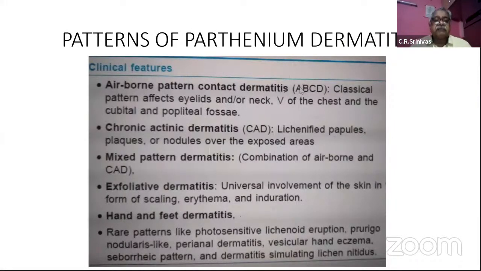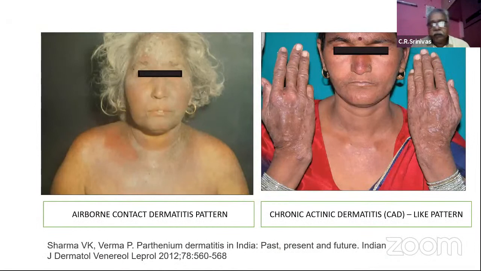These are the dermatitis patterns, and one of them is the photo pattern, the other is the airborne pattern, and there can be a combined mixed pattern. Over a period of time, this is also one of the causes that can go on to chronic actinic dermatitis. Apart from Parthenium, there are other causes which can lead to chronic actinic dermatitis. So this is the good old Parthenium.